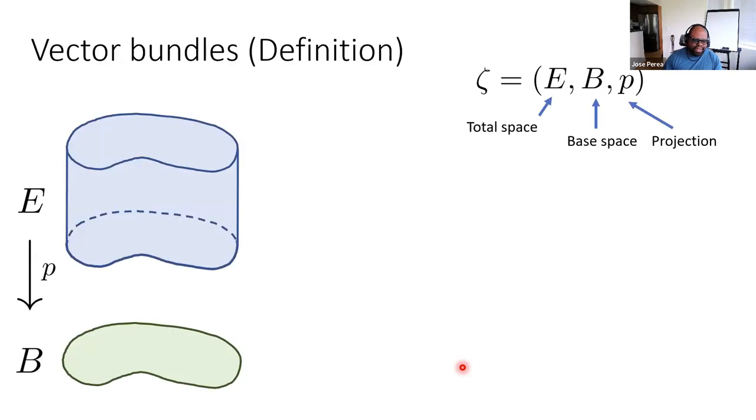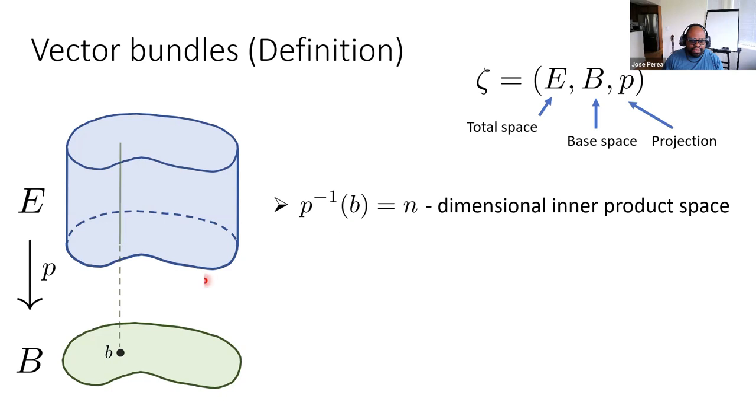So what is a vector bundle? Again, the experts are going to be bored, but I thought it was sort of morally correct to just say what these objects were. So a vector bundle is comprised of three objects. One is the total space E, the other one is the base space B, and then you have a projection P, so a surjective continuous function. And you want some things to happen.